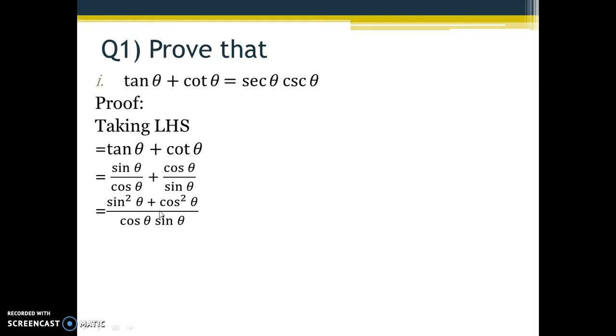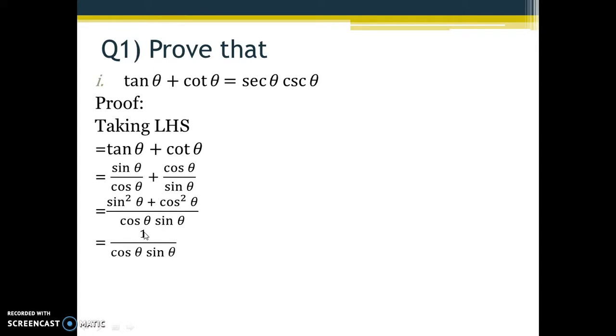Now as you see over here, the numerator will remind you of a formula, that is sine square theta plus cos square theta is equal to 1. So I can write 1 instead of sine square theta plus cos square theta, because we have the formula that sine square theta plus cos square theta is equal to 1. So we get 1 upon cos theta sine theta.